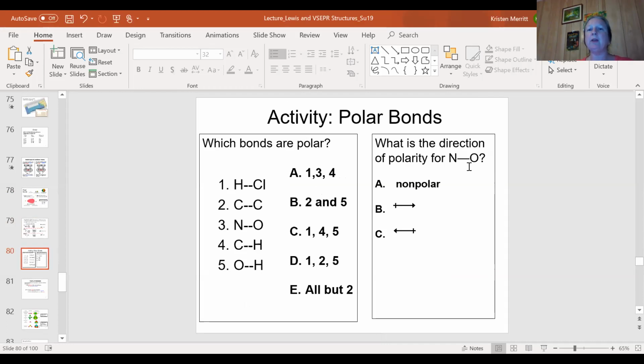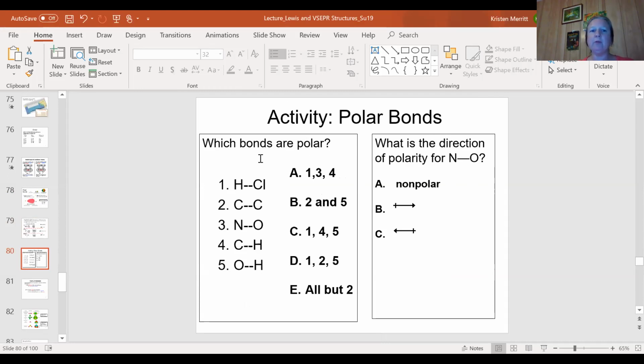So if you had to ask, NO is going to be linear. It's just two atoms. Oxygen is more electronegative than nitrogen. Therefore there would be polarity, because there is a difference in electronegativity, and it's toward the more electronegative atom. It's towards the oxygen. So it's B.